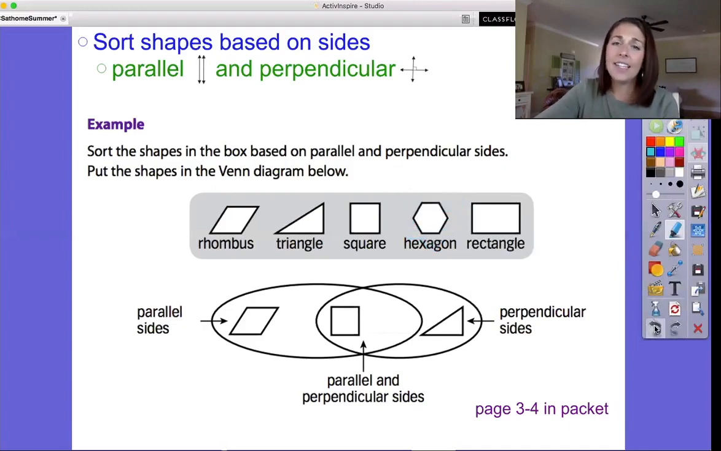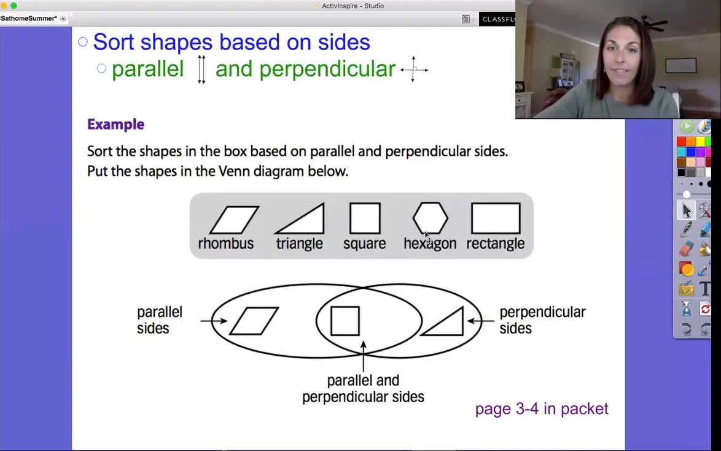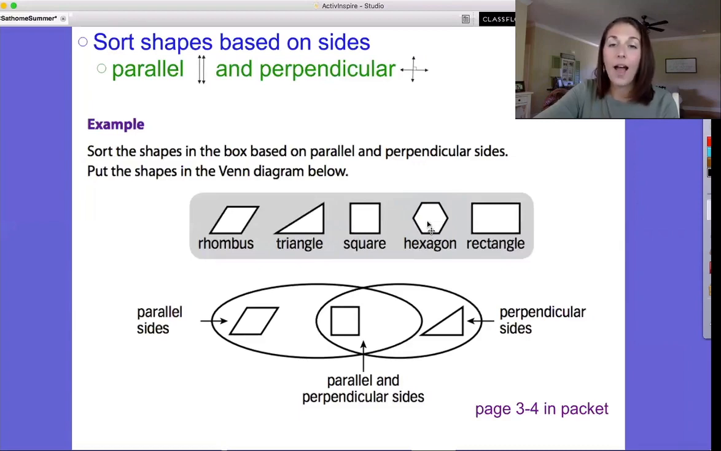Now, does a hexagon have any perpendicular sides? Remember I said to have perpendicular sides, you must have right angles. Do we have any right angles in that hexagon? I see all obtuse angles because these angles, if I measured them, would all measure greater than 90 degrees. So I'm going to put the hexagon in the parallel sides only.